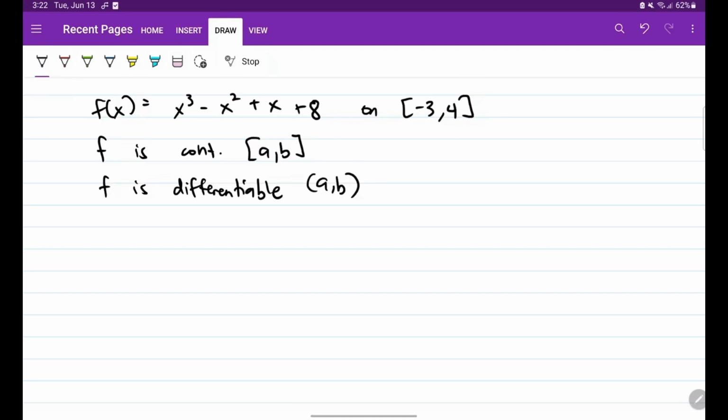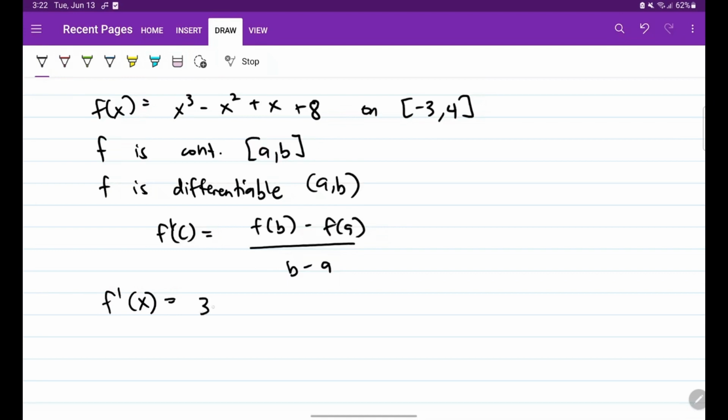So now we would just need to look for a value for c such that f prime of c is equal to f of b minus f of a all over b minus a. Okay? So paano natin gagawin yun? First, we need to look for f prime of x. So let's take the derivative of f of x. That will be equal to 3x squared minus 2x plus 1. And then yung 8 magiging 0.